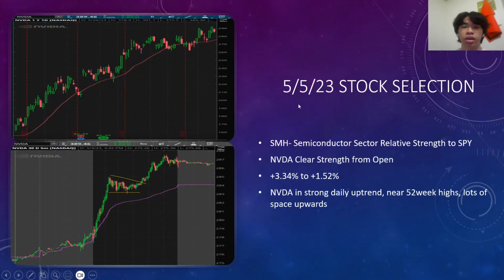So stock selection: on that day, the most outperforming sector besides ARC was the semiconductors, and NVIDIA had clear strength from the open relative to SPY, up 3.3% compared to 1.52, more than double. And on the daily time frame, it was in a strong uptrend near the 52-week highs, and there was lots of space upwards for it to move. And just look at that nice consolidation on NVIDIA.